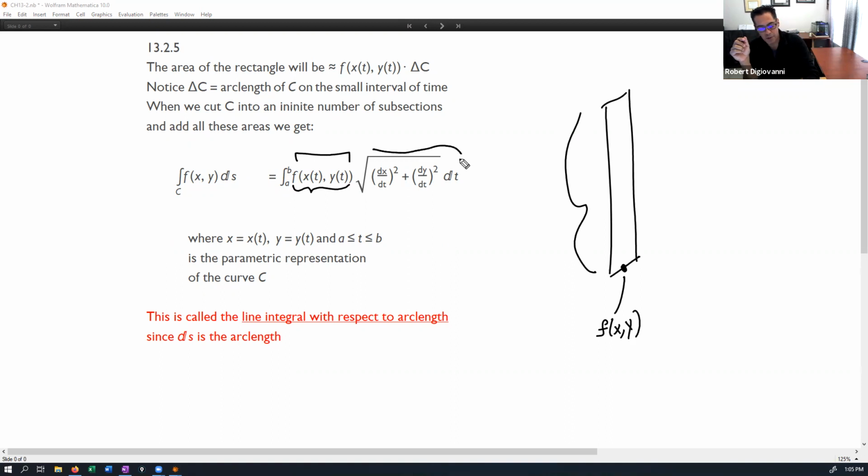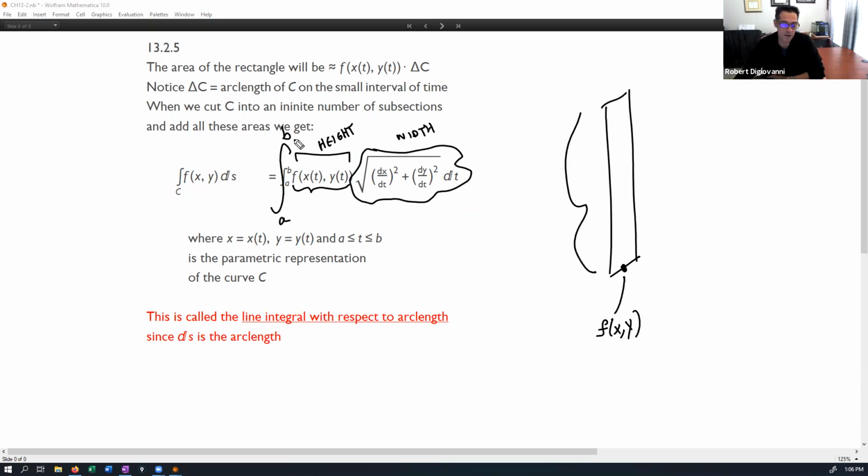And then this whole thing is the width. And I told you a second ago that was going to be the square root of something, right? So there it is. It's the square root of the derivative of x with respect to t squared plus the derivative of y with respect to t squared dt. So we add those all up. So we integrate those and we go from a to b.